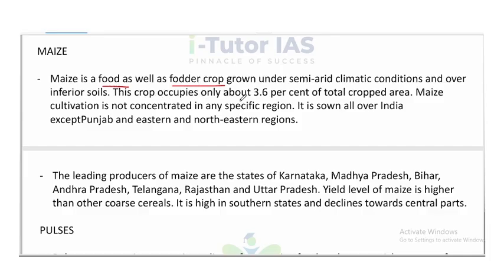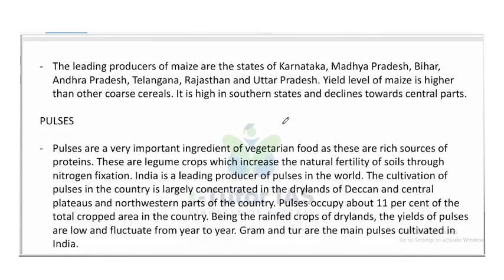This crop occupies only about 3.6% of the total cropped area. Maize cultivation is not concentrated in any specific region. It is sown all over India except Punjab and the eastern and northeastern regions. The leading producers of maize are the states of Karnataka, Madhya Pradesh, Bihar, Andhra Pradesh, Telangana, Rajasthan and Uttar Pradesh. Yield level of maize is higher than other coarse grains. It is high in southern states and declines towards central parts.